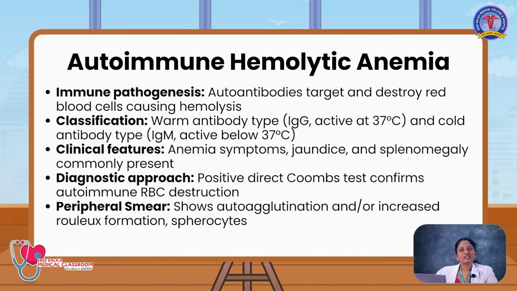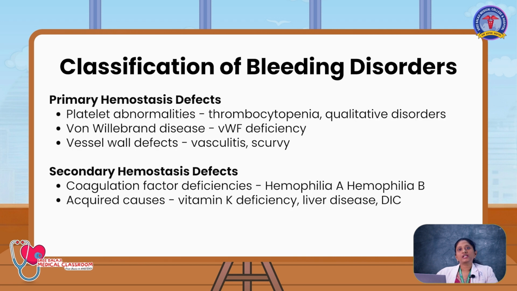The diagnosis is by a positive direct Coombs test, which confirms the autoimmune nature of the disease, and peripheral smear showing spherocytes. In addition, the peripheral smear also may show autoagglutination and or increased rouleaux formation, which can confirm the diagnosis. With this, we come to an end of anemias. We will move on to bleeding disorders.